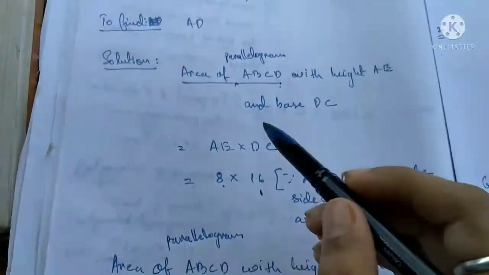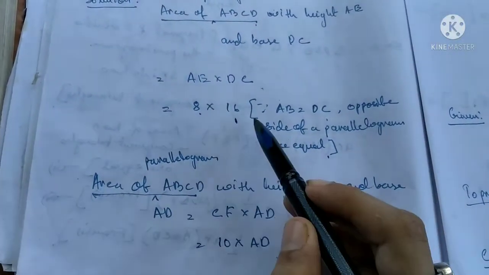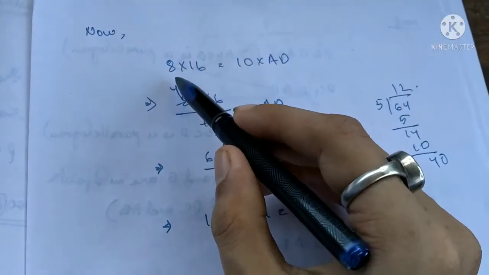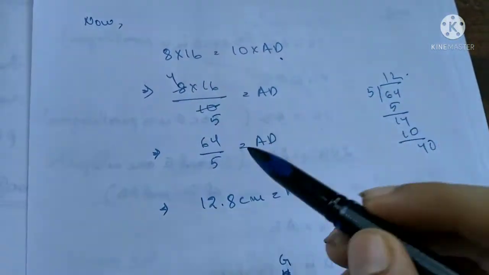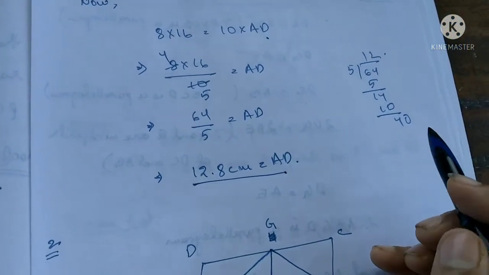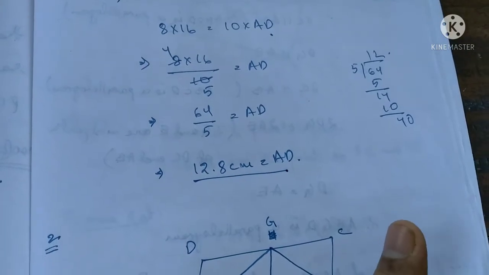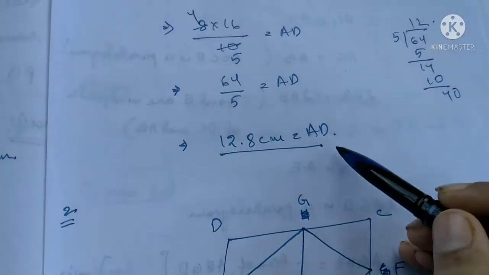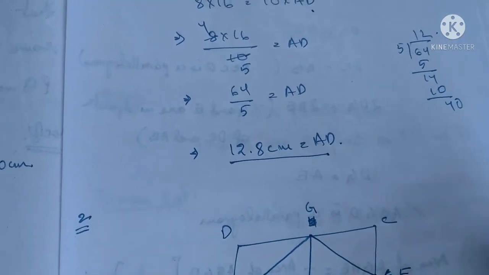So therefore I can say that 8 into 16 will be equal to 10 into AD. From there I will find the AD value, which is 12.8 centimeters. AD equals 12.8 centimeters. Understand? That much only here.